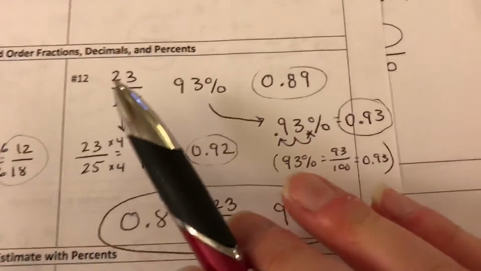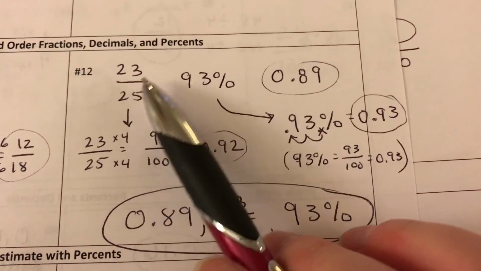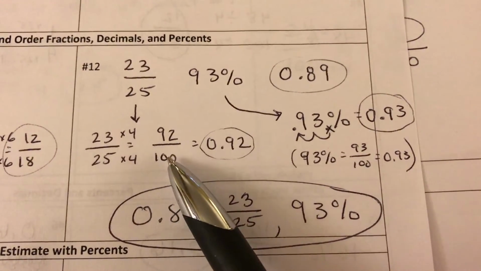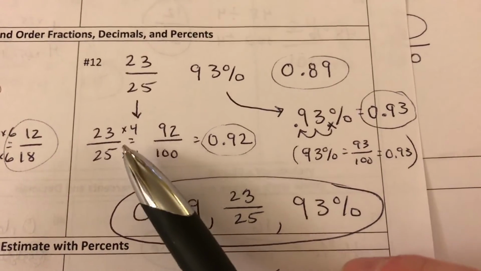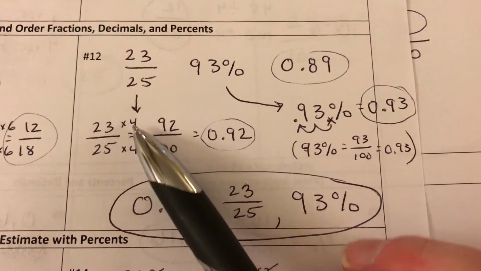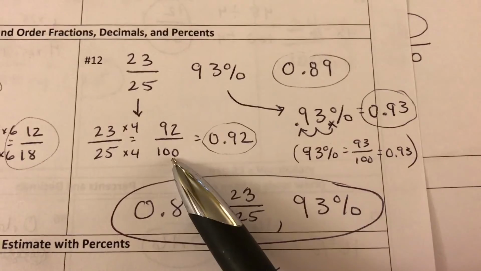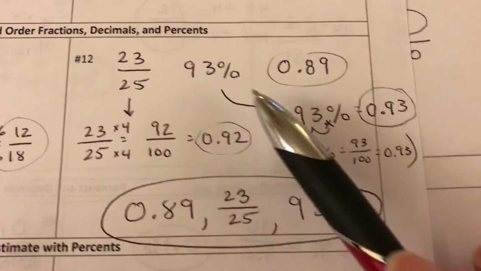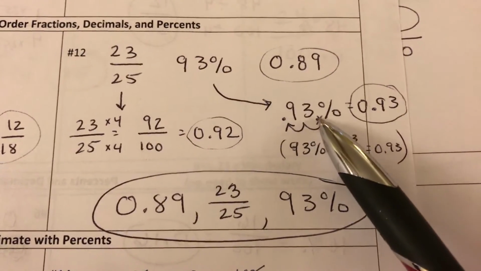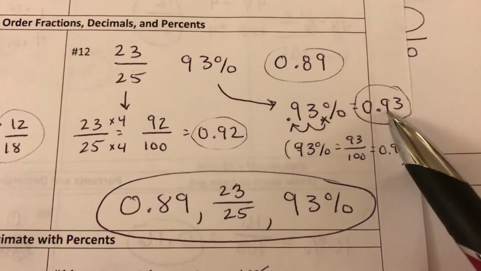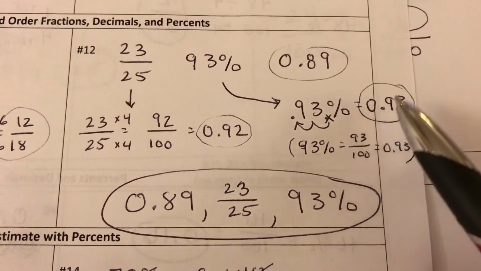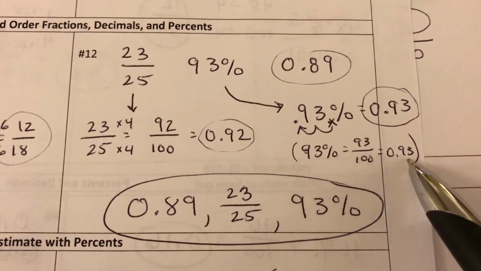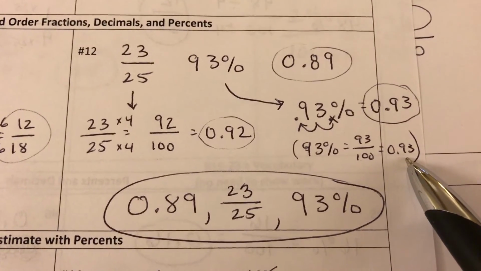For number 12, I need to convert all of these to decimals. So 23/25, I can convert it to a decimal by putting 100 in the denominator. So write an equivalent fraction by multiplying by 4. 92 hundredths is 0.92. All right, now this one, 93%, you can move the decimal over and turn that into the decimal 0.93. Or 93% is 93 hundredths, which is written as 0.93.